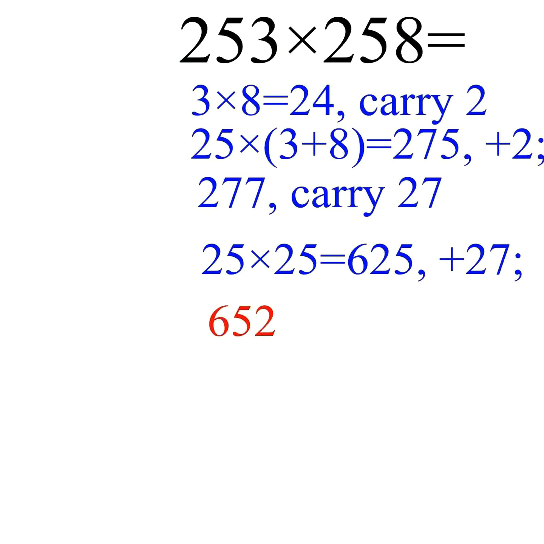And now we add first the ones place of the second step, which is 7, and then the ones place of the first step, which is 4. And this is our answer.